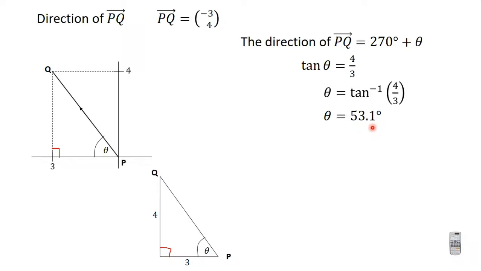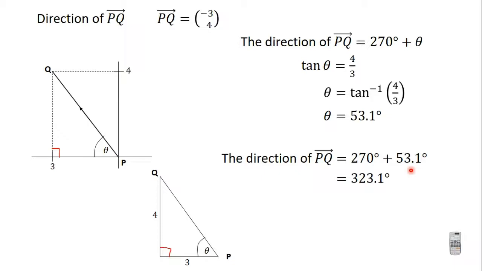If you watch the video on approximations, I explained how to use your calculator to correct a number to the nearest decimal place. So if you don't know how to do that, you can watch that video and you'll be able to understand how to use your calculator to correct tan inverse of 4 over 3 to one decimal place, and that is 53.1. So the direction of vector PQ is equal to 270 degrees plus theta, which is now 53.1, and this will give us 323.1 degrees.